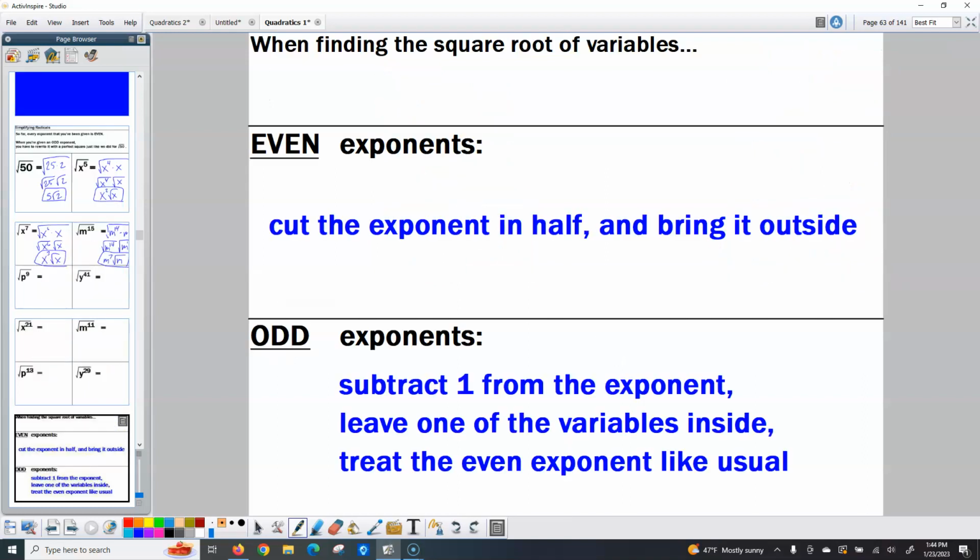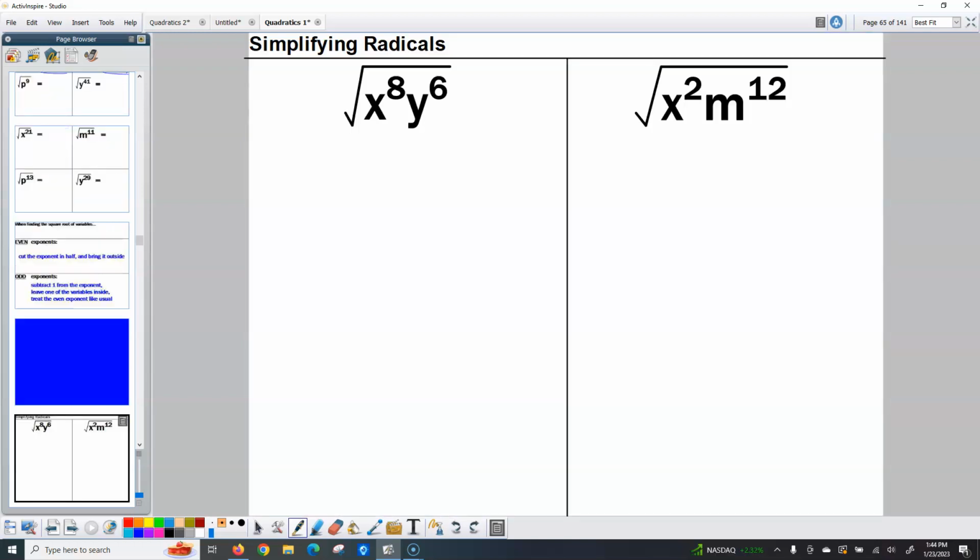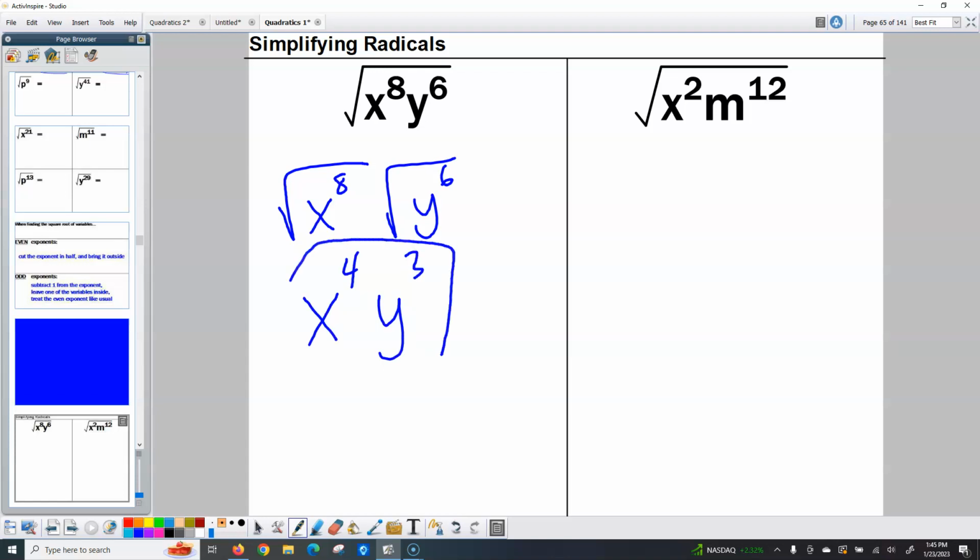So once again, even exponents, you're going to cut the exponent in half and bring it outside. Odd exponents, you'll subtract one, leave one of the variables inside, and treat the even exponent just like usual. So I have two exponents right here. I've got two variables. So I'm just going to treat it just like I did the 50. I got 25 and 2. So I'm going to separate these. I got x to the 8th and y to the 6th. I know what the square root of these are because they're both even. This would be x to the 4th and y to the 3rd.